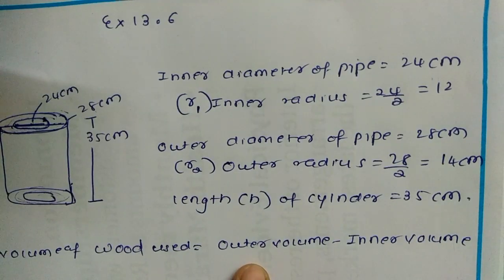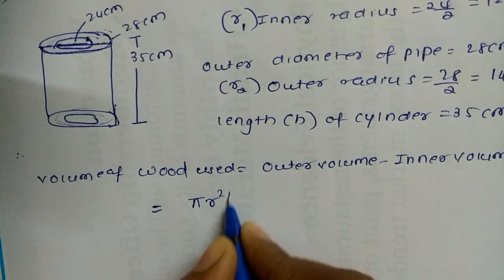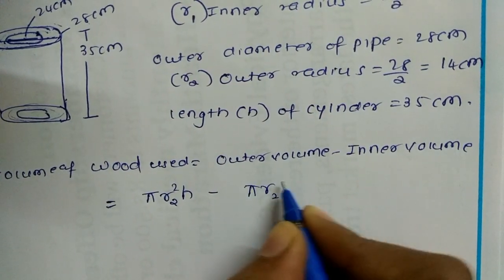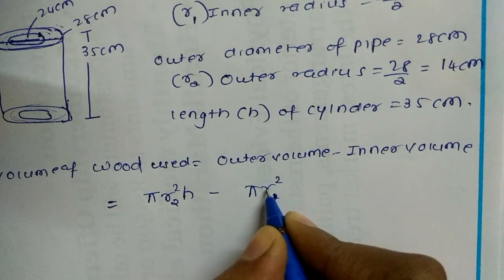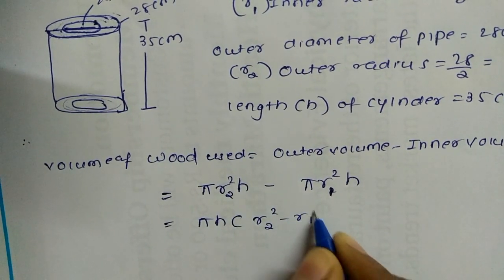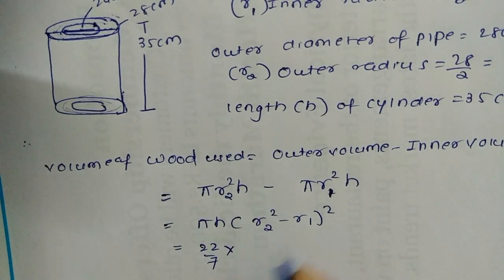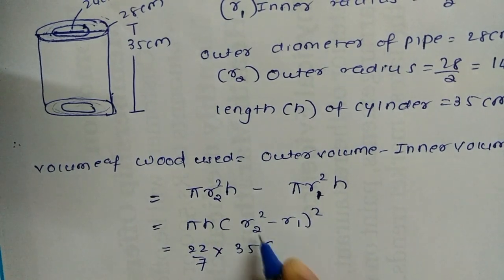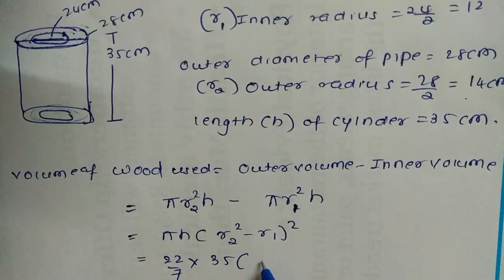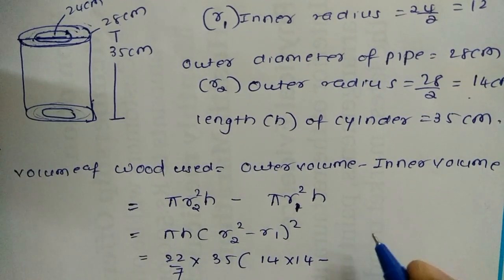So for the outer volume, the outer radius is r2, so pi r2 square h, minus the inner volume pi r1 square h, where the inner radius is r1. Here we can take pi h common: pi h times r2 square minus r1 square. Now put the values of pi and h. Pi is 22 by 7 and h is the length, that is 35. r2 is 14 and we have to square it. So 14 into 14 minus r1 is 12, 12 into 12.